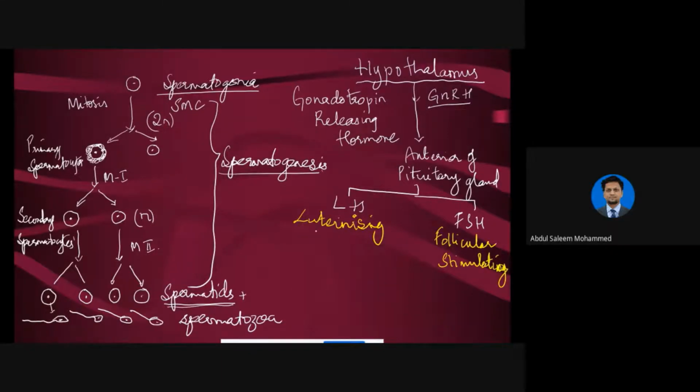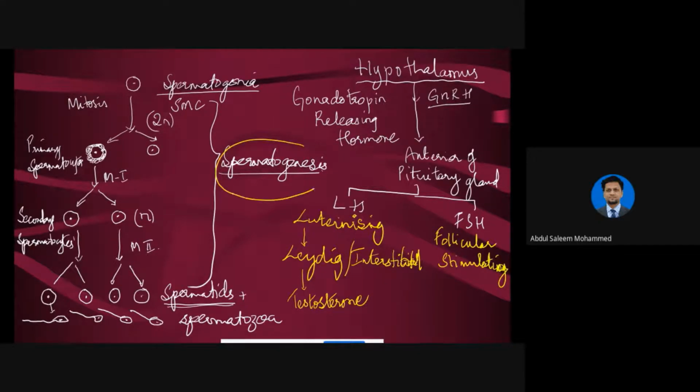Luteinizing hormone, once it is released, will be carried by the blood and it will reach the interstitial cells. So this hormone will stimulate the interstitial cells, also called the Leydig cells. In return, these cells release the male androgen, that is testosterone. The testosterone hormone stimulates the process of spermatogenesis.